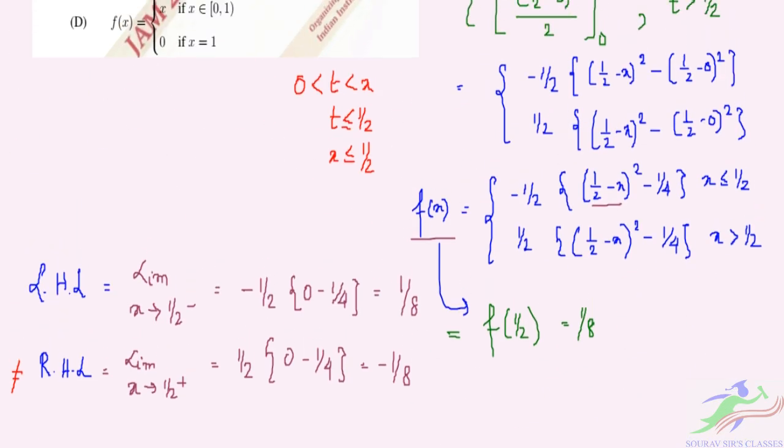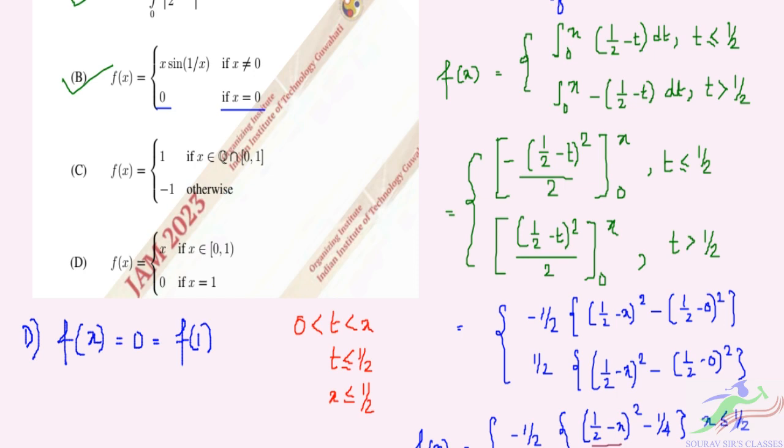Now let us move to option D, the last one. It is given that f(x) is equal to x if x belongs to this (0, 1), and is 0 for x equal to 1. So from here you can see that if f of 0 is, what should be the f of 1? Okay, I can solve it over here. Just let's check. So f(x) is equal to 0 means at x equal to 1. This is the first thing.